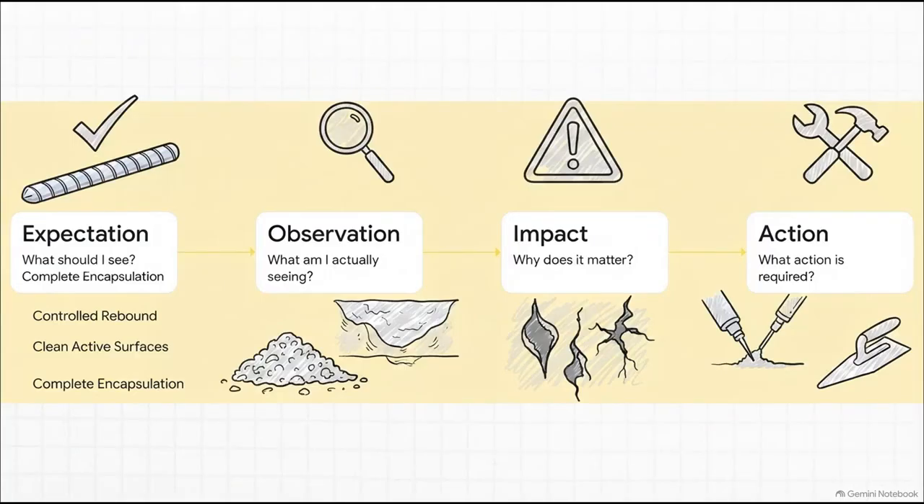So to cut through the absolute chaos of a busy job site, the source material gives us a really fantastic 4-step mental framework. Step 1, what should I see? Well, you should see controlled rebound, clean active surfaces, and complete encapsulation. Step 2, what am I actually seeing right now? Are there piles of rebound? Is the material sagging? Step 3, why does it matter? It matters because, as we've learned, visible defects rapidly become hidden internal failures. And finally, step 4, what action is required? You have to ensure the condition is corrected before it gets concealed. This framework really enforces the ultimate golden rule of shotcrete inspection. Do not allow a visible defect to become a hidden defect.